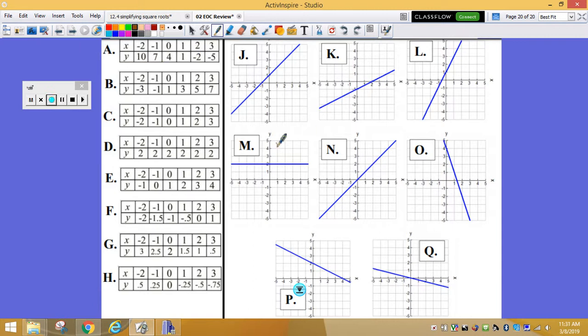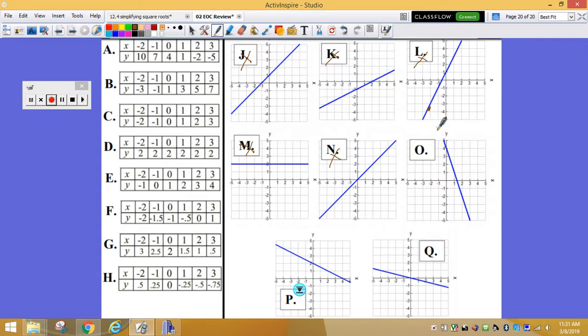So let's see which one matches up with A. So I want -2, 10. Well, that's definitely not right. That's not going to be right. Let me keep checking the others. It looks like this one would go through it.